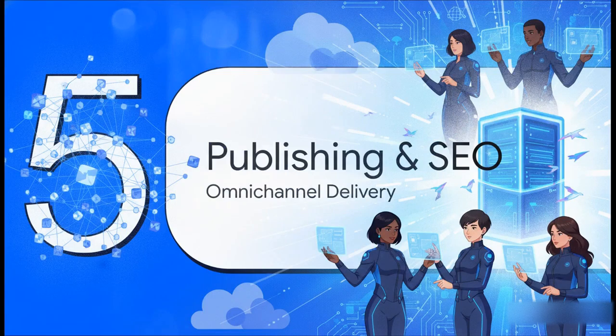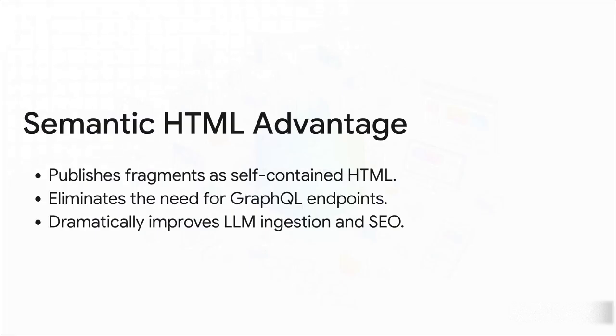Now, as amazing as the authoring and preview benefits are, the true superpower reveals itself in Section 5, Publishing and SEO Superpowers, and Omni-Channel Delivery. So, the absolute crucial point you should take away is this. Visual content fragments give you the semantic HTML advantage.